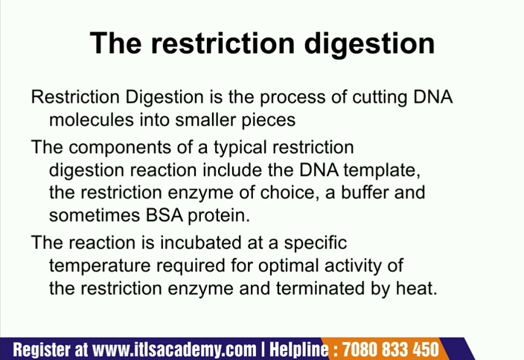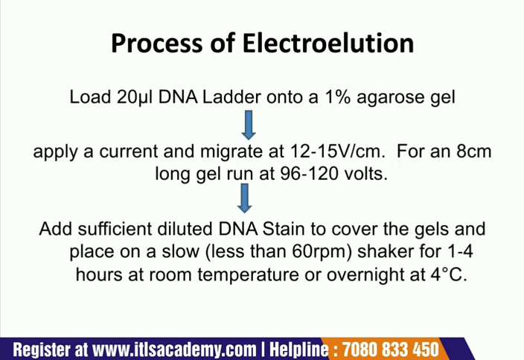The components of a typical restriction digestion include the DNA template, the restriction enzyme of choice, a buffer, and sometimes BSA protein. The reaction is incubated at a specific temperature required for optimal activity of the restriction enzyme and terminated by heat. Here the procedure begins. We will see how the process of electroelution is completed.